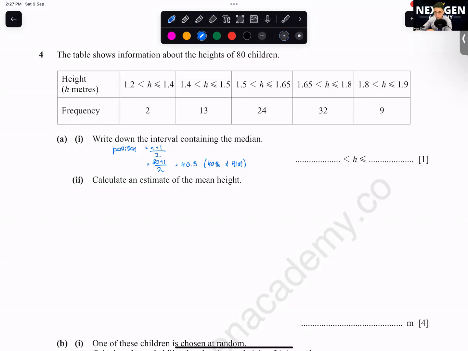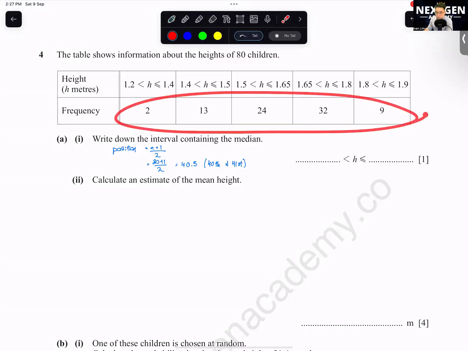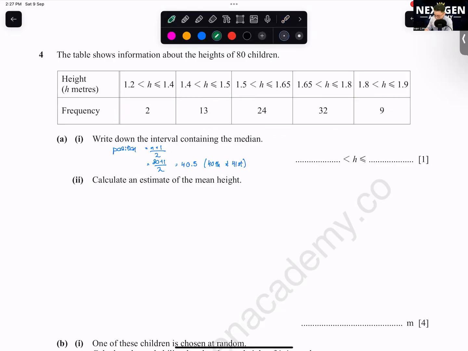For this type of question, what you need to do, you actually need to find the cumulative frequency. So what do I mean by cumulative frequency? You have to understand this. From 1.2 to 1.4, basically your value will be until 2. That means my first two values will be from 1.2 to 1.4. Then on your calculator, you press plus 13. You'll get 15, right? So from the third value to the 15th value will be in this class over here, 1.4 to 1.5. Then you press plus 24 until the 39th value. That means from the 16th value to the 39th value will be in this class over here, 1.5 to 1.65.